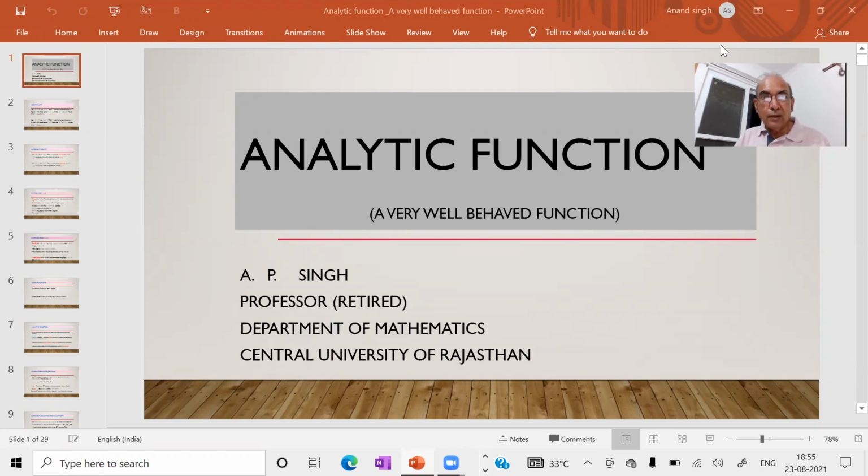The topic of my talk is analytic functions, a very well-behaved function. Now, if you look at it, it is something that you must have already studied at college level or maybe at MSc, and many of you must be teaching this also. I've been told that most of the faculty attending this conference or workshop is basically teaching at undergraduate levels.